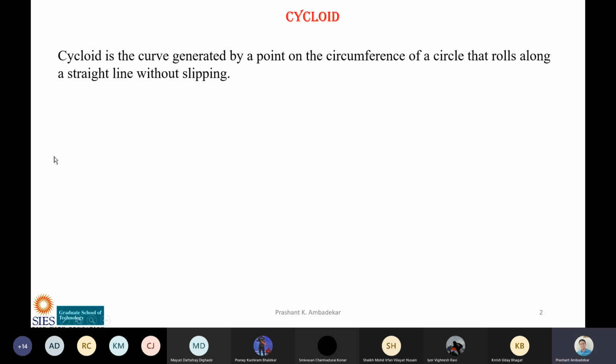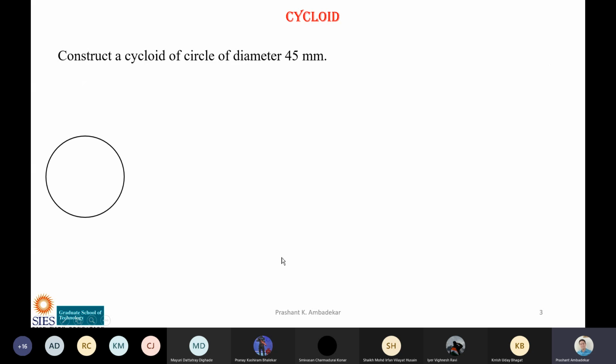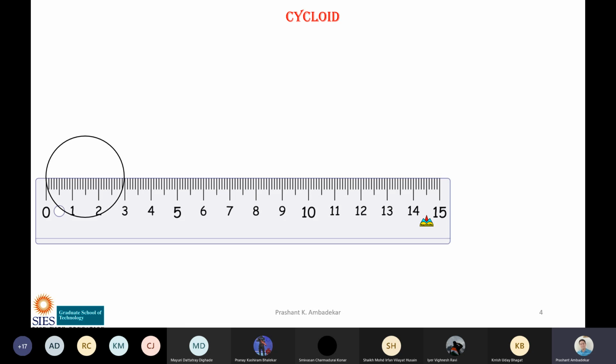A cycloid is a curve that is generated by a point on the circumference of a circle, as the circle rolls on a straight line without slipping. How to draw a cycloid? In order to draw a cycloid, first we'll draw a circle of given diameter.